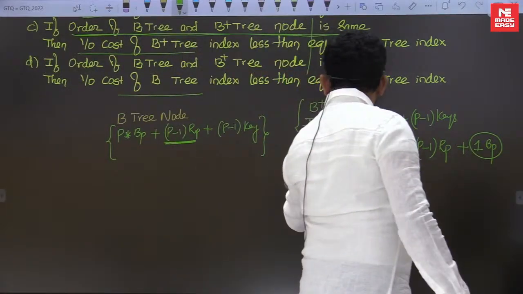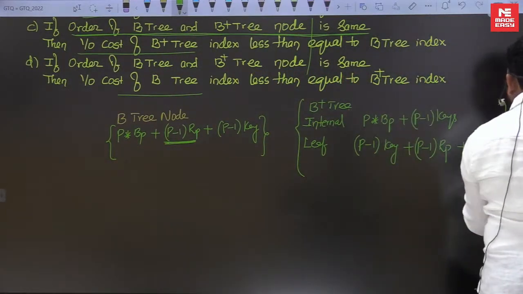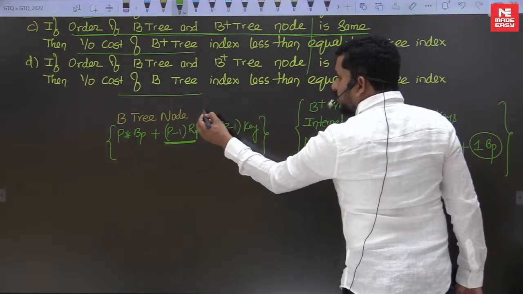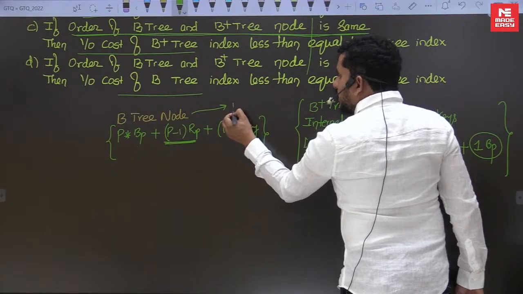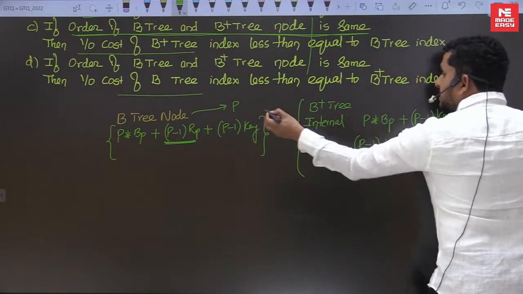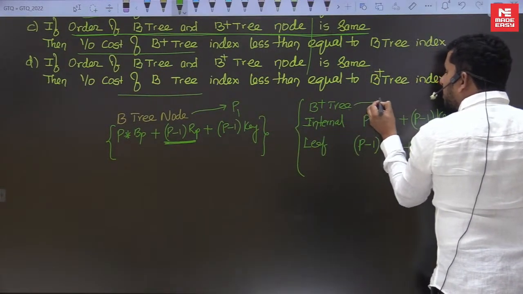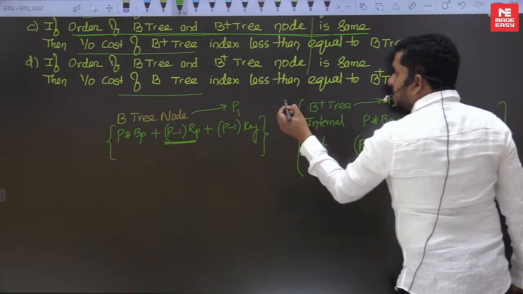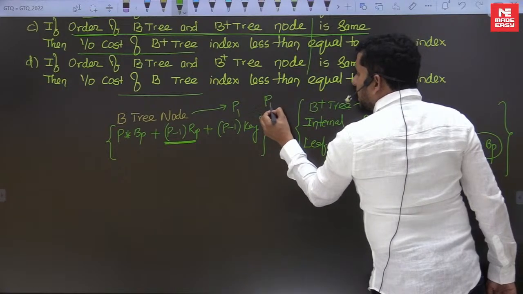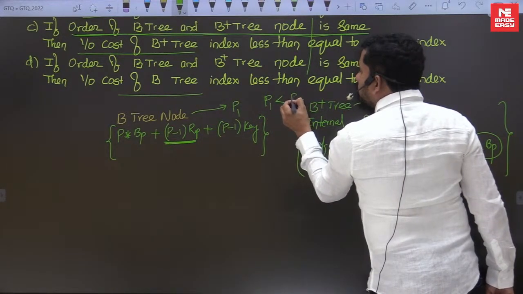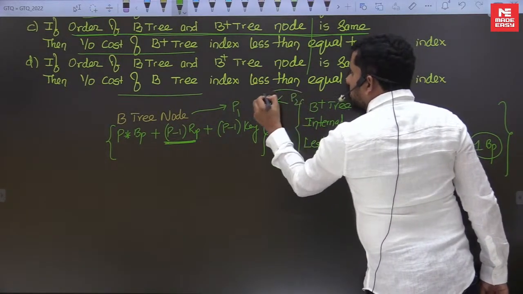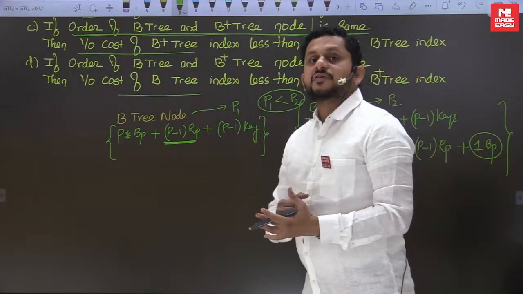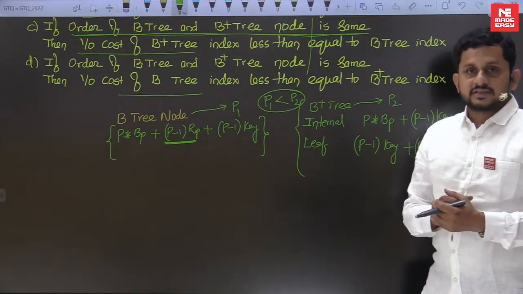So overall what we can say: if the block size allocated for a node is the same, the order P of the B tree, assume P1, and of the B plus tree, P2. Then the B tree order is too small compared to the B plus tree order, because of less degree, fewer keys and more levels.